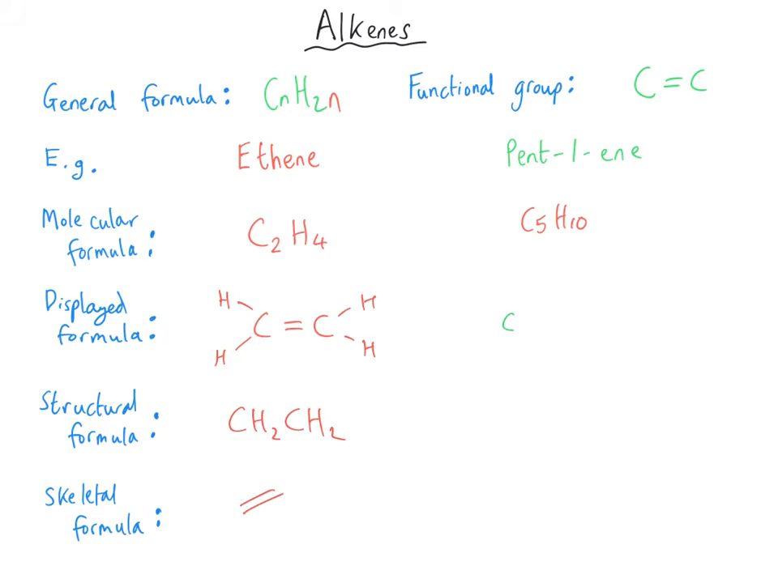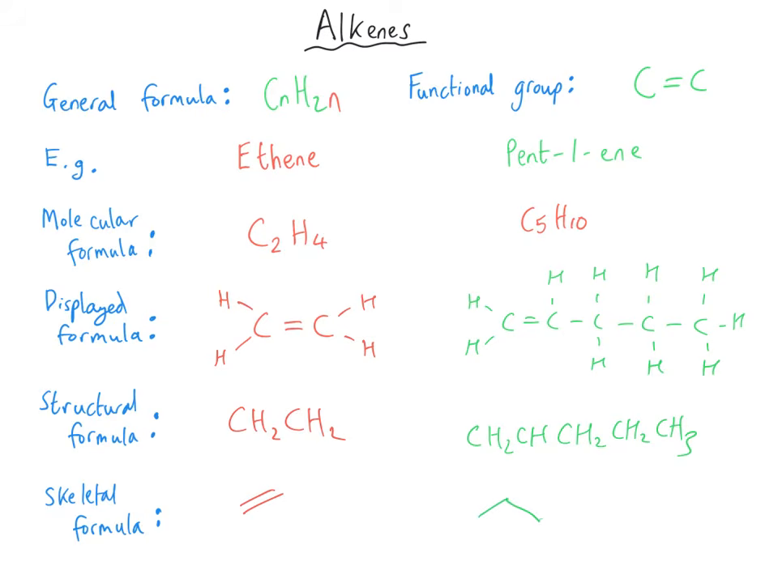Pent-1-ene displayed formula, we've got 1, 2, 3, 4, 5, and the double bond is there, and we show the rest of the carbon to hydrogen atoms on here. Structural formula, CH2, CH, CH2, CH2, CH3 on there. Skeletal formula, 1, 2, 3, 4, 5 with an equal sign there. So you can see it's much faster with each of those carbons, 1, 2, 3, 4, 5.